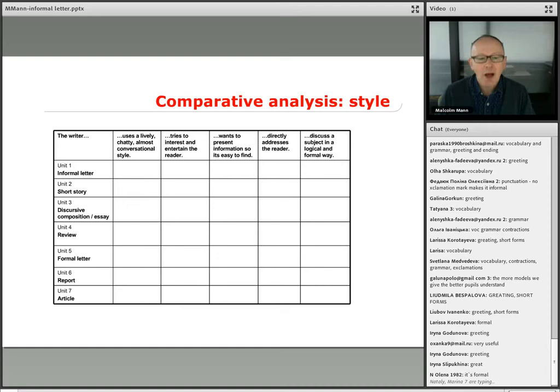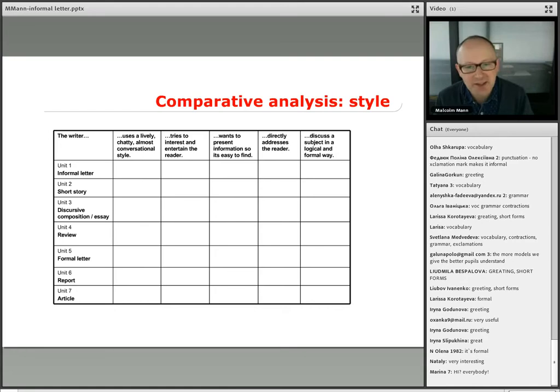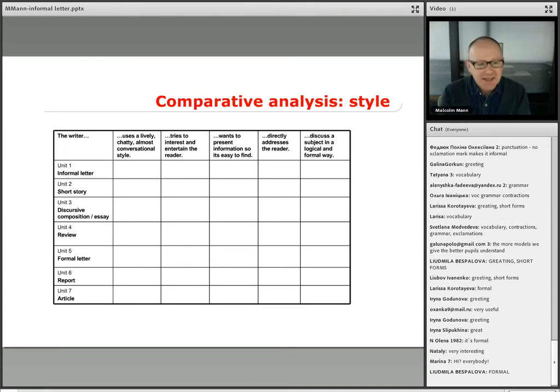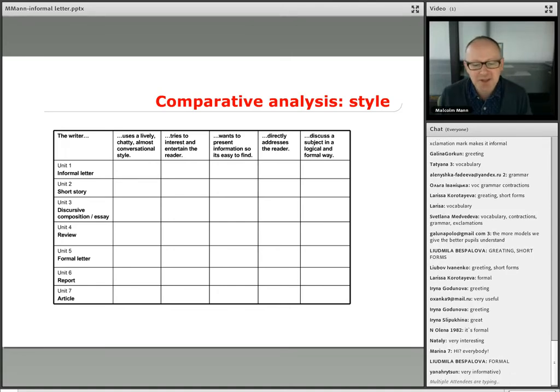Something else we can do, once again, because we only focus usually on one writing type in each unit, we tend not to compare writing types. So we can easily, let's say halfway through the course or at the end of the year, we can easily produce a little chart like this. Now, this is just an example where Unit 1 is informal letter, Unit 2 is story or essay or whatever it is. And we get the students to go back and look at the model for each unit or the composition that they wrote for each unit. And we get them to focus on certain aspects of style.